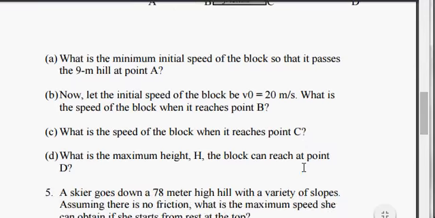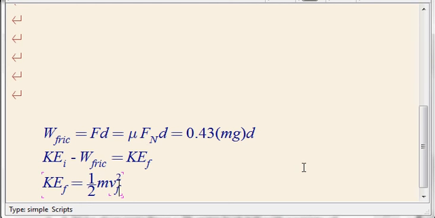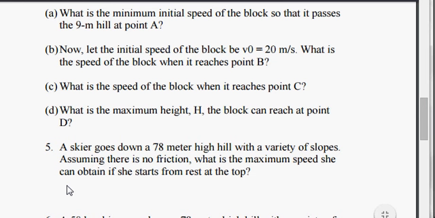Maximum height it can reach. And exactly the same as part A of the problem. Only you're using this kinetic energy that you just found for part C and solving for H.